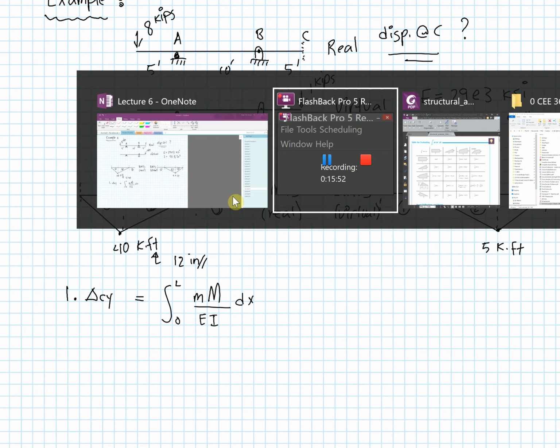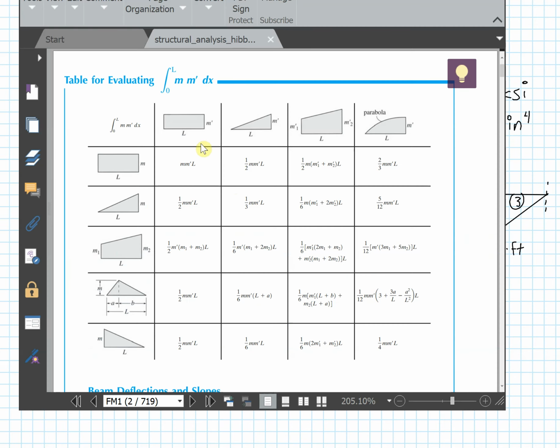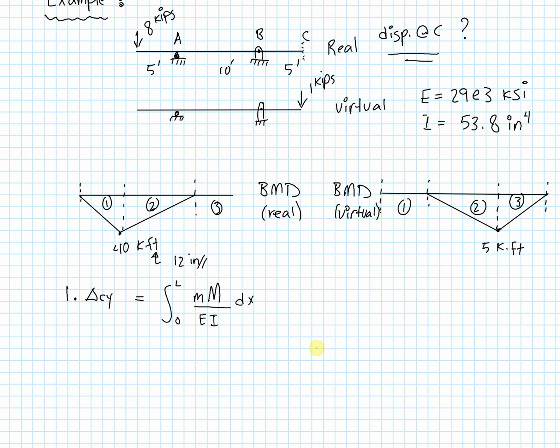So I'm going to go to my integration table. What I have here is this triangle down here and this triangle up here, and I'm noticing that the heights are in inverted positions, and I'm seeing this integration resultant, which is 1/6 m m' times length. So I'm going to use that as the resultant when I solve this equation down here.